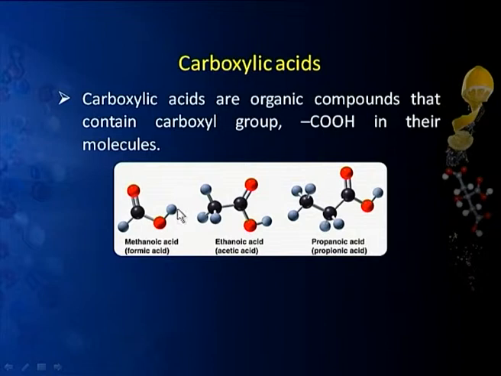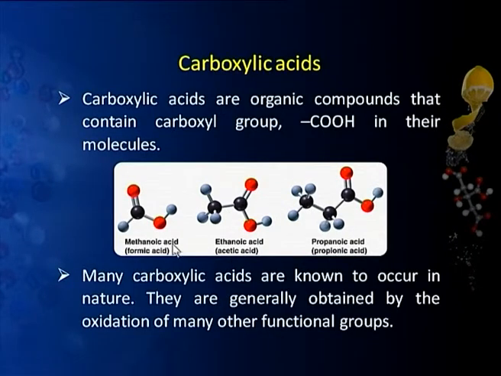We also discussed their methods of preparation, and we found that many carboxylic acids occur in nature, but others are synthesized generally by the oxidation of many other functional groups like primary alcohols or aldehydes or ketones. The acids can also be obtained by the hydrolysis of cyanides or by the carbonation of Grignard reagent. This is all we had discussed in our previous session. Now, today we continue with the properties.